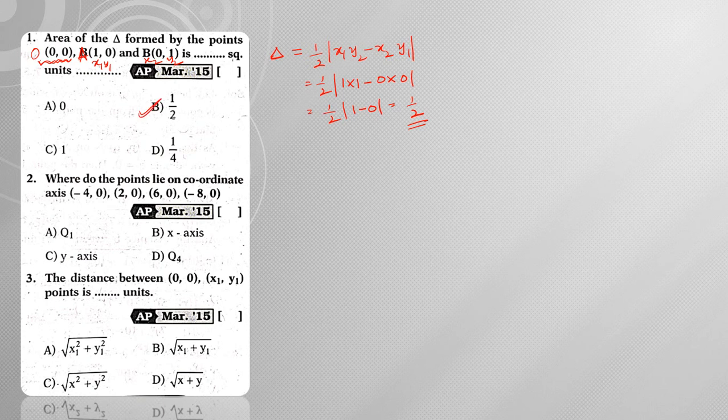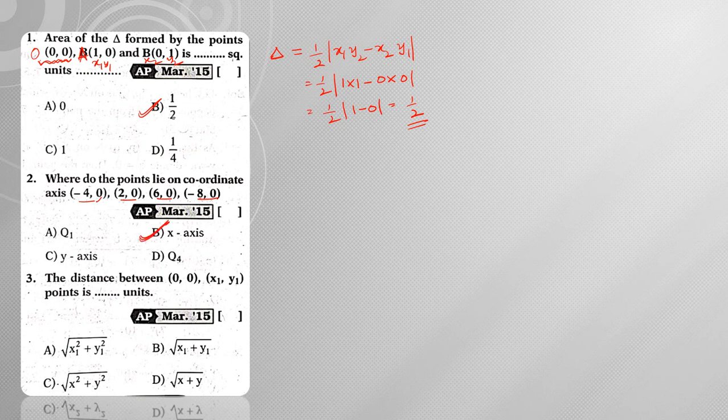Next, where do the points lie on the coordinate axis? Minus 4, 0, 2, 0, 6, 0 and minus 8, 0. If you observe these carefully, all the y coordinates are zeros. So y coordinates are 0 on the x-axis. So clearly the answer is x-axis.